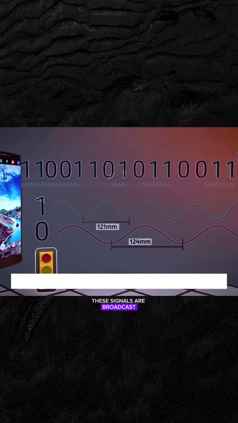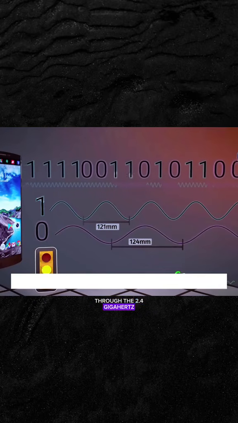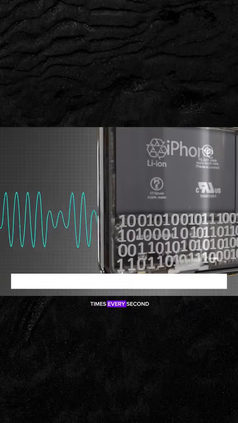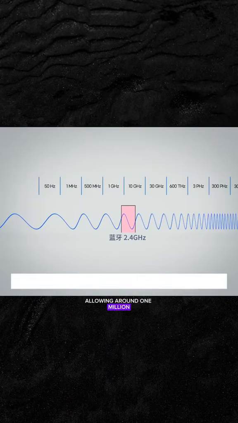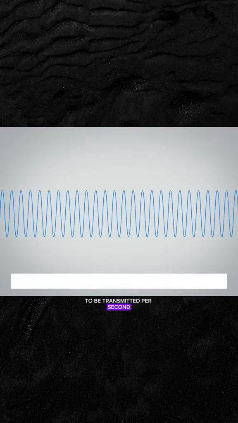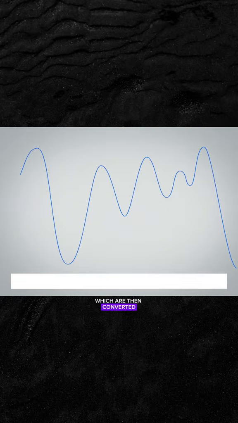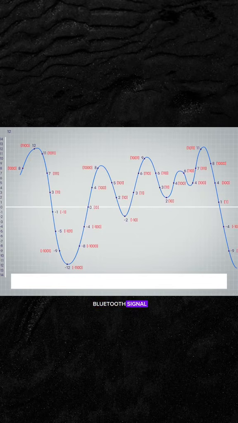These signals are broadcast through the 2.4 gigahertz frequency band, meaning they vibrate 2.4 billion times every second, allowing around 1 million bits of data to be transmitted per second. Since music is made of sound waves, it must first be translated into digital values, which are then converted into binary code. That binary information is sent through the Bluetooth signal to your headphones.